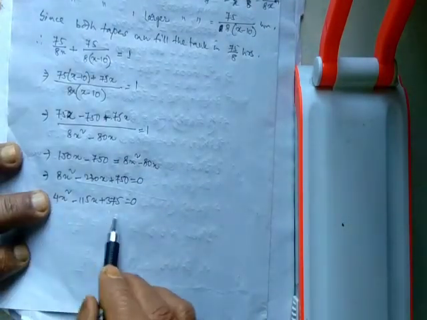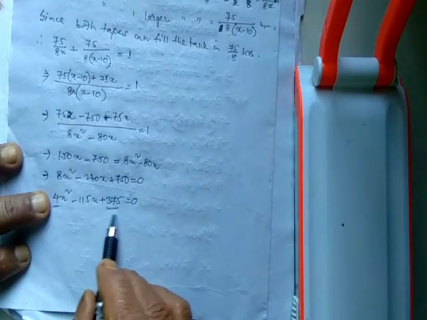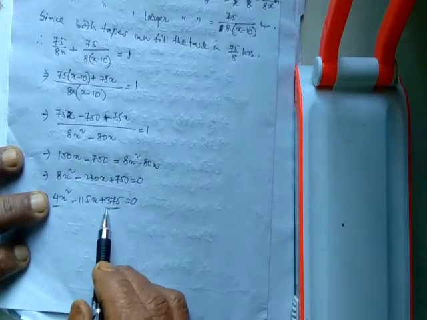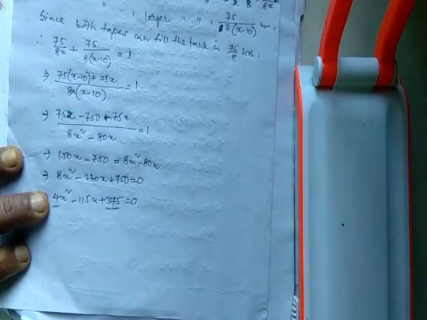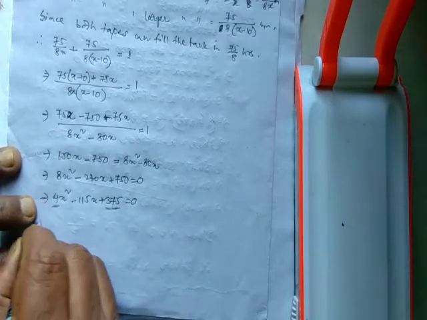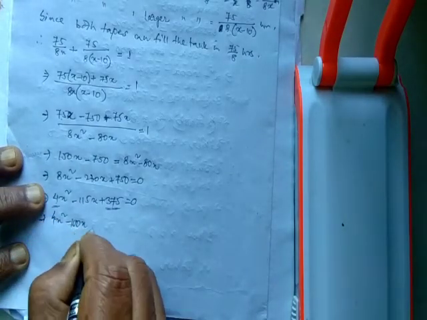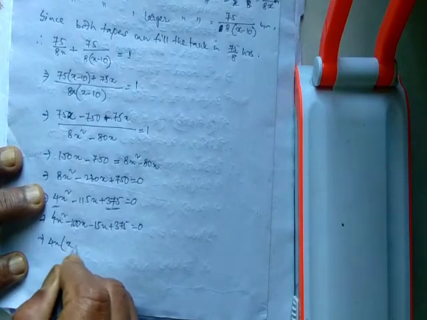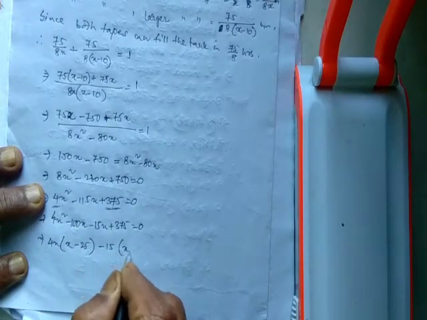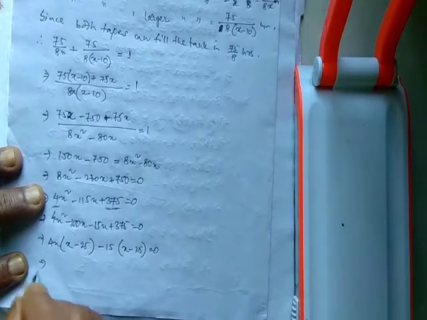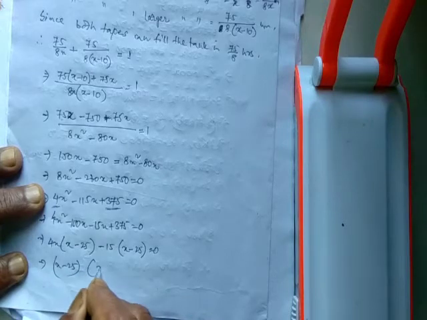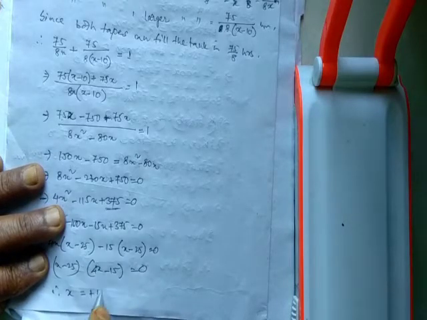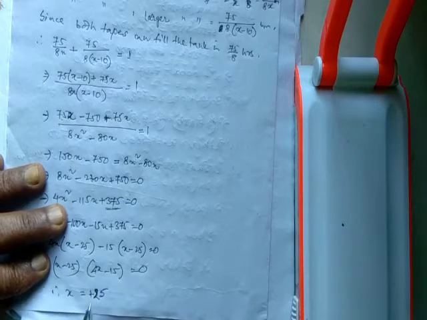So 4 into 375, the coefficient of x square into the constant, multiplying gives 1500. 1500 is 100 into 15, and 100 plus 15 is 115. So this implies 4x square minus 100x minus 15x plus 375 is equal to 0. Taking 4x common, 4x into x minus 25 minus 15 into x minus 25 is equal to 0. This implies x minus 25 into 4x minus 15 is equal to 0. Therefore x is equal to 25.